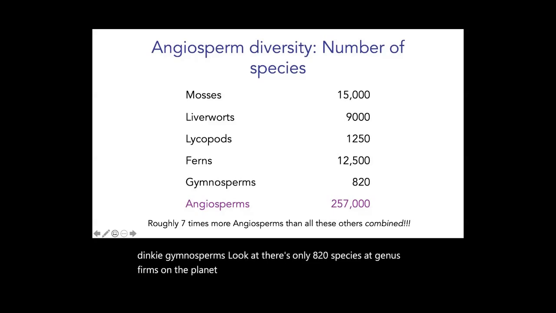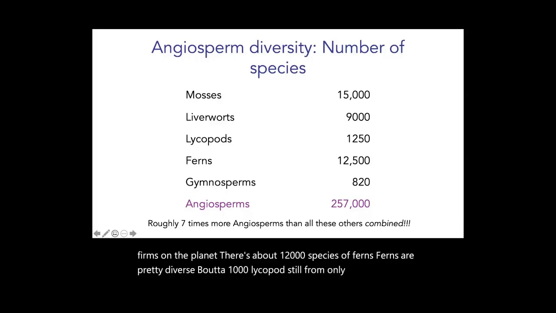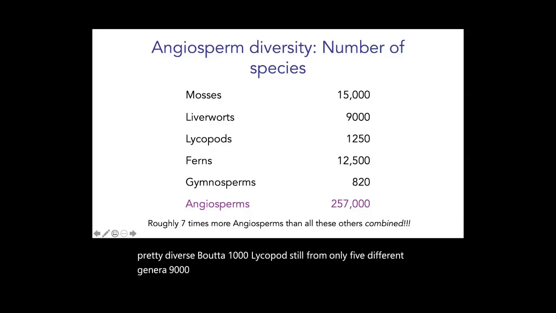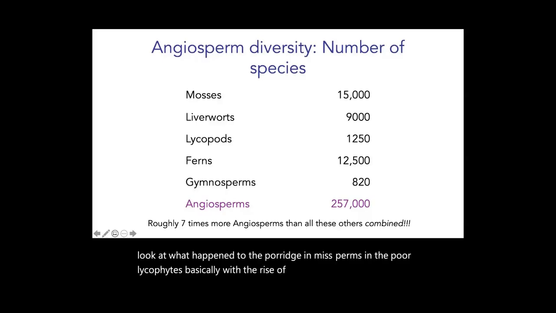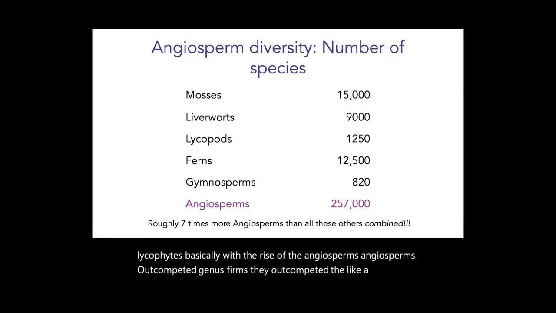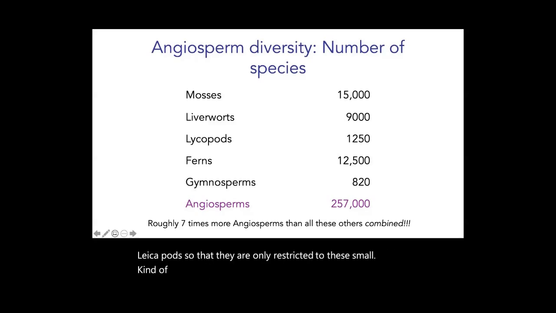There's about 12,000 species of ferns. Ferns are pretty diverse. About 1,000 lycopods still, from only 5 different genera. 9,000 liverworts. Mosses are pretty diverse, it turns out. Mosses are still pretty diverse. So in general, the bryophytes are still impressive in terms of their diversity. But look at what happened to the poor gymnosperms and the poor lycophytes. Basically, with the rise of the angiosperms, they outcompeted gymnosperms, they outcompeted the lycophytes, so that they're only restricted to these small, kind of poor resource environments.